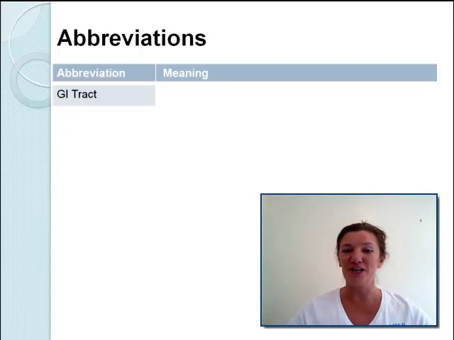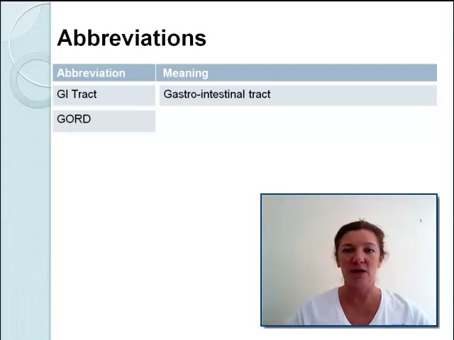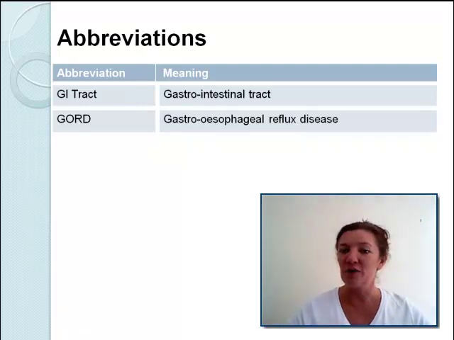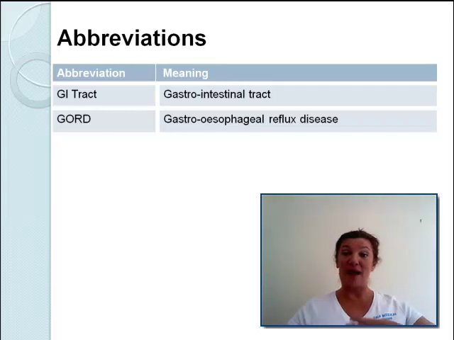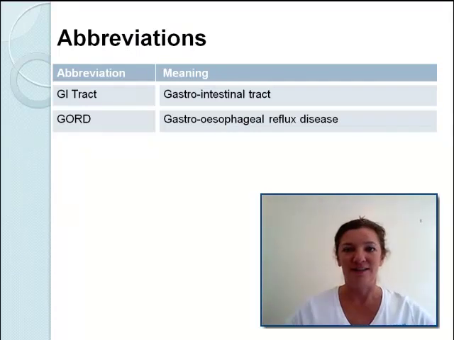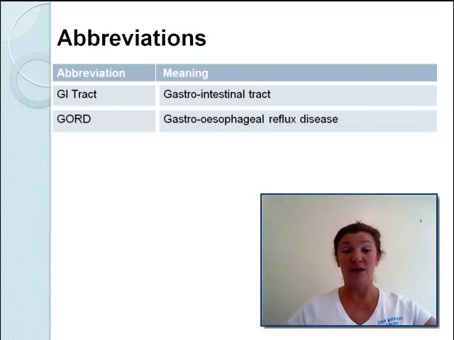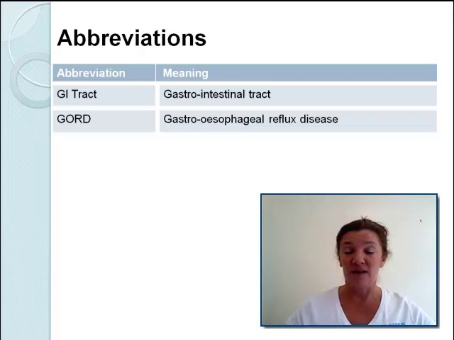Abbreviations. Our first abbreviation, GI, for gastrointestinal tract. GORD, G-O-R-D, relates to gastroesophageal reflux disease. Now the reflux is when you get the backflow of the acid going up from your stomach into your gullet. And you may remember that can cause problems with the bottom of your gullet, your esophagus, potentially causing narrowing, and then possibly something called Barrett's esophagus, which in turn could lead to nastier problems such as esophageal cancer.